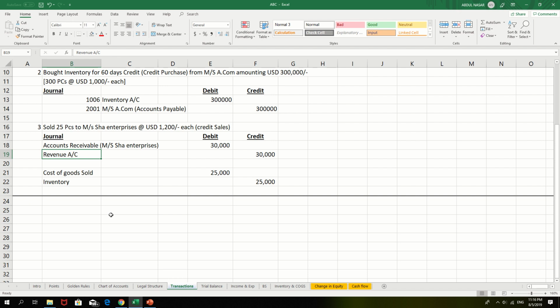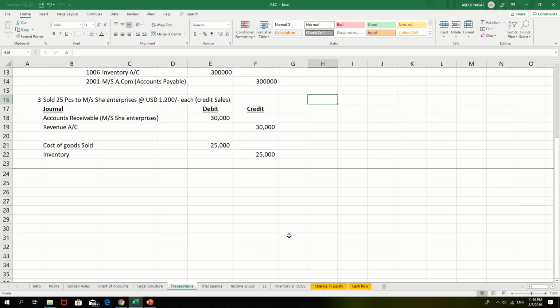What happened is our inventory decreased, right? Our inventory decreased, and at the same time our accounts receivable increased. Accounts receivable increased, inventory decreased, and revenue increased, right? Revenue increased. Okay, now for sales, there are two journal entries here. Let us identify those two journal entries in detail.